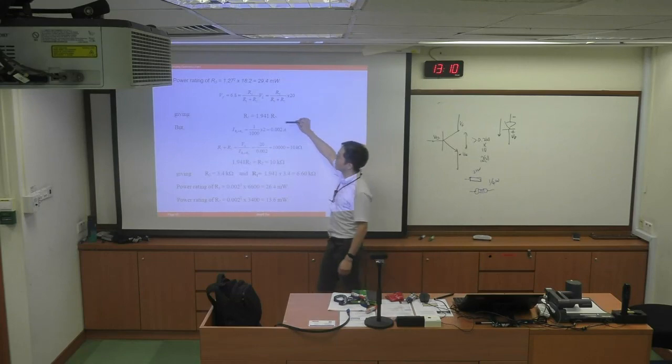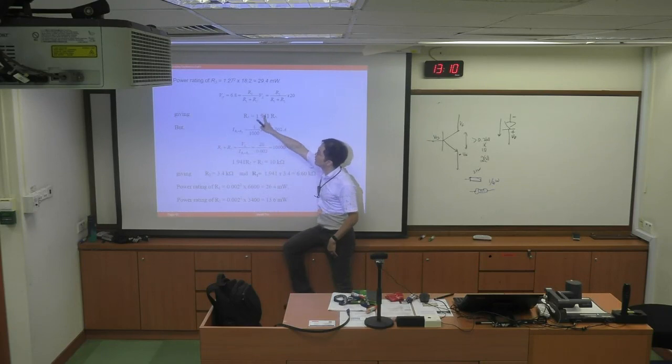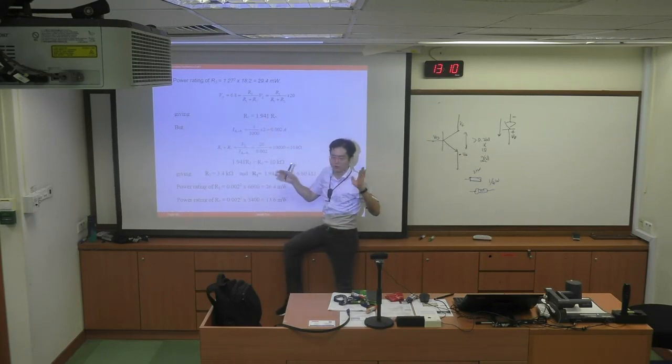Hence, one equation is R1 equals 1.94 multiplied by R2. Please don't be obsessed about the numbers here. There are some tolerances. But again, if you just have this one equation, there are millions of combinations you can choose R1 and R2 from.